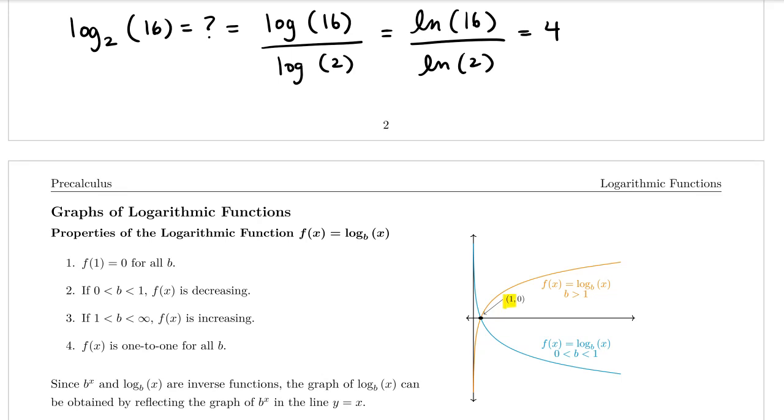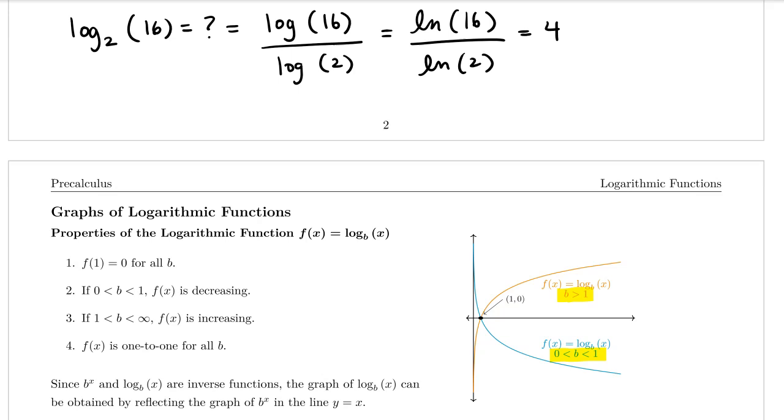First off, both of these graphs go through the ordered pair (1, 0). And again, if our base of our logarithm is greater than 1, then our function's increasing. And if our base is between 0 and 1, then our function is decreasing. And this is very similar to exponential functions. And then property 4 says f of x is 1 to 1 for all values of b. Since b to the power of x and log base b of x are inverse functions, the graph of log base b of x can be obtained by reflecting the graph of b to the x in the line y equals x.